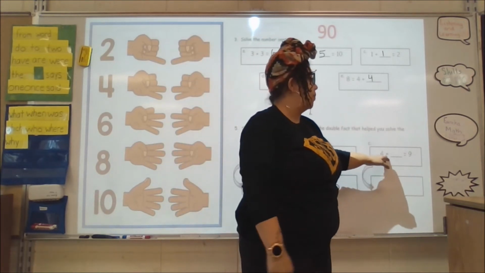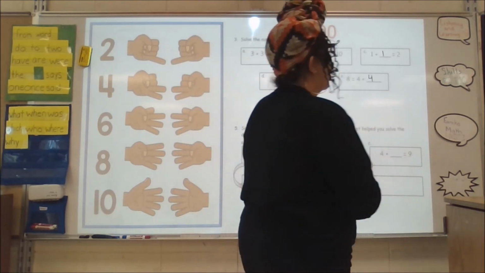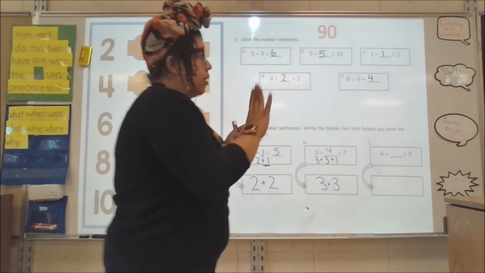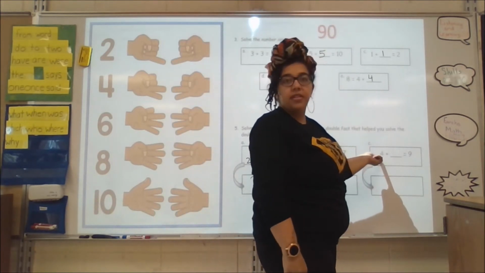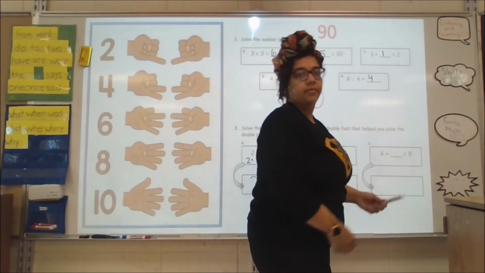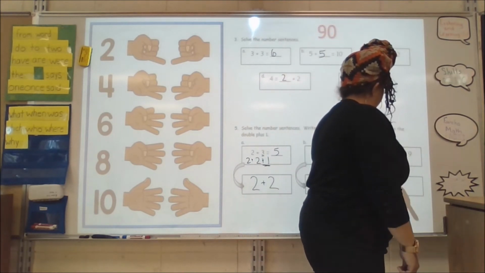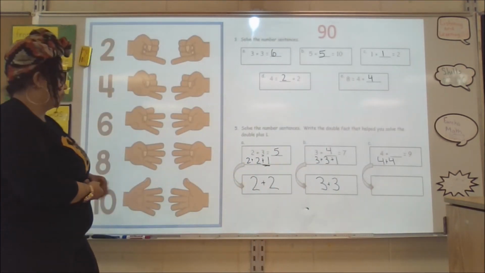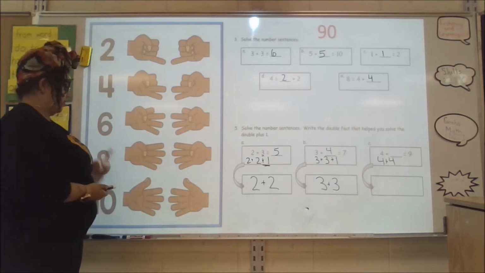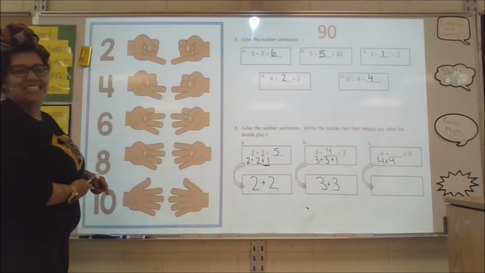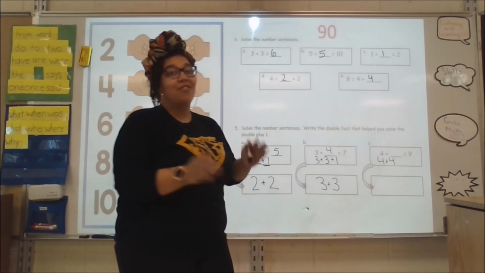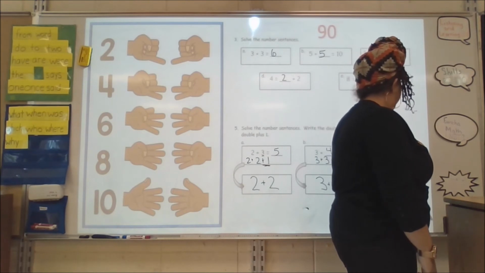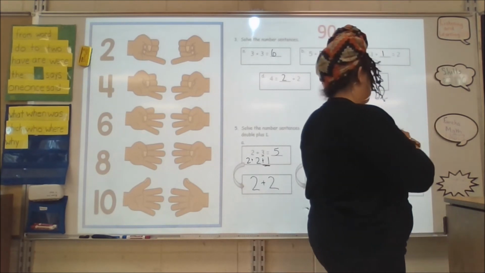Alright, last example. 4 plus blank equals 9. Okay, let's check our doubles, because remember, we're trying to get a double plus 1. So what will be our double here? What's our double sentence with this part here? 4 plus 4, good job. Is 4 plus 4 equal to 9? We still got our fingers here. 4 and 4 is, no, 8. Good. How many more do you need to get from 8 to 9? 1 more. Good job. 4 plus 4 plus 1 more is equal to 9.